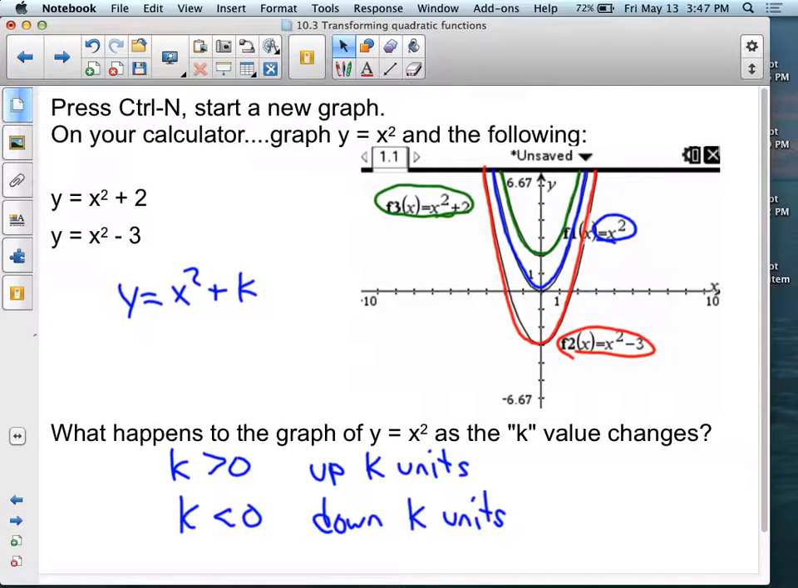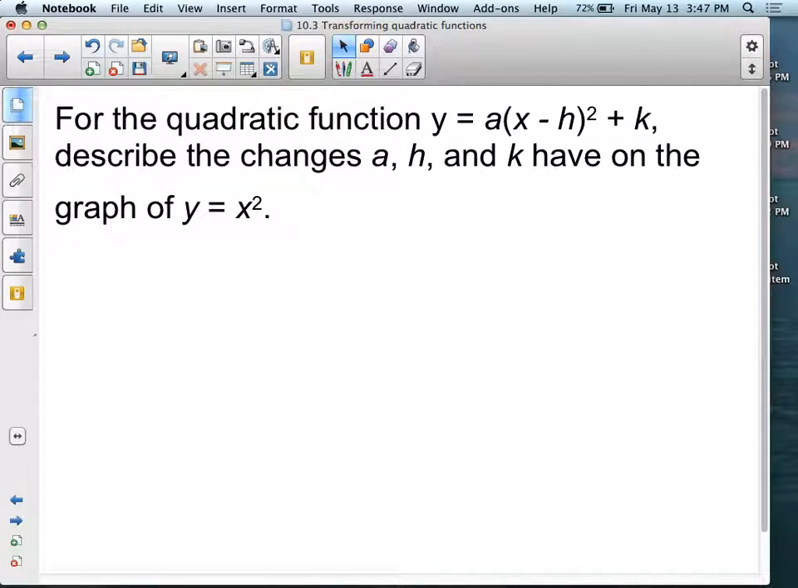So what I recommend you do is create a summary of everything. Describe all the different changes that could occur to a, h, and k. How does the graph change when we change those numbers? Take a moment. See what you can write down. Hit pause, and then come back when you wrote them all out.